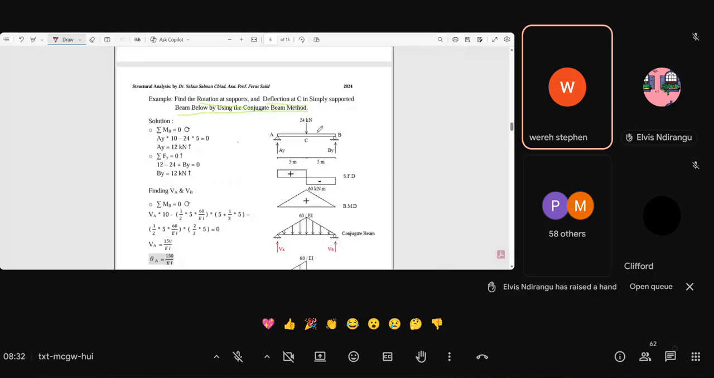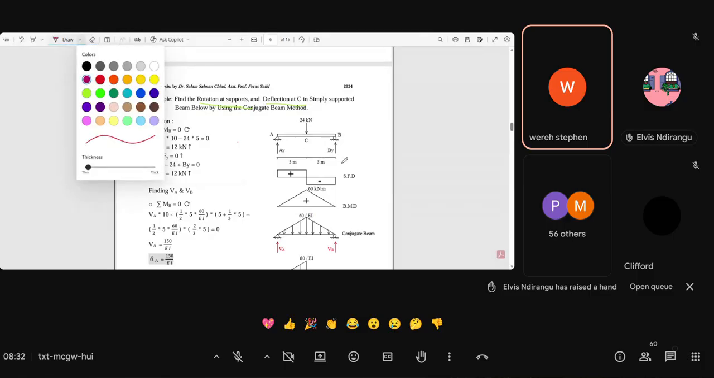The first thing you do, from this loading, find the reaction at A and B. Okay, this one you can find just the way we were doing last time, that RA plus RB is equal to 24. Then you take the moments at A. If you take the moment at A, it will be RB times 10 minus 24 times 5 is equal to 0. So the moment at A should be equal to 0. That one is going to help you to find the reaction at A and the reaction at B, using the same method we used last time.